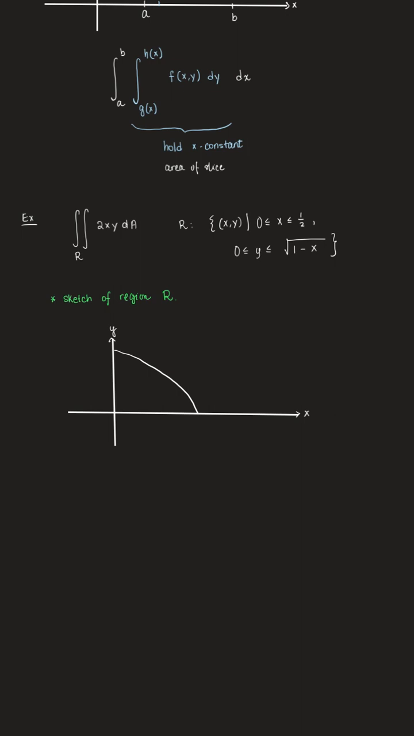And this point of intersection must be 1, right? Yeah, this is 1. And that's our function, y equals the square root of 1 minus x, and x will go from 0 to 1/2. So our region is actually this piece. That's the region over which we're going to integrate our surface so we can find its volume.